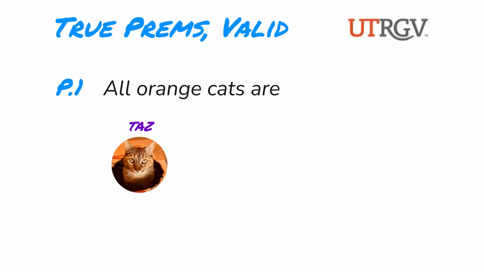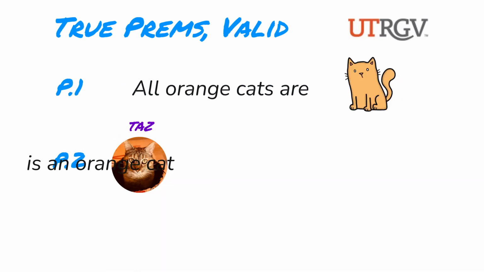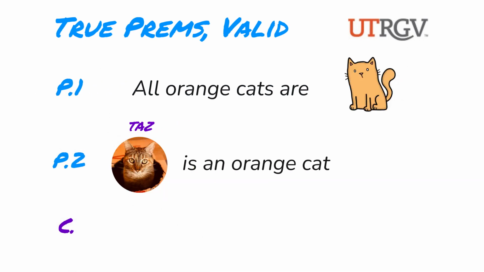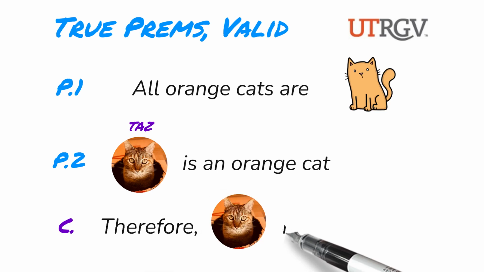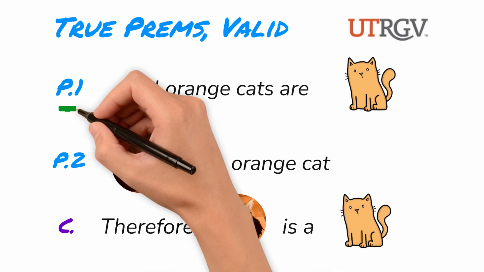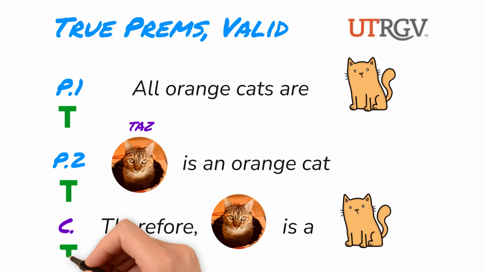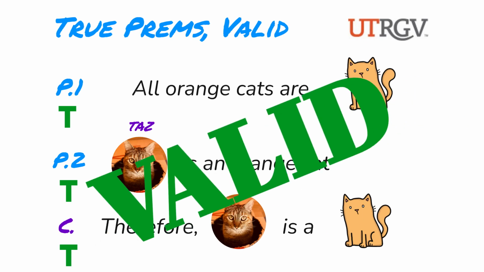Premise 1. All orange cats are felines. Premise 2. Taz is an orange cat. Conclusion. Therefore, Taz is a feline. Here, the premises are true, and the conclusion logically follows. This argument is valid, and its premises are true.